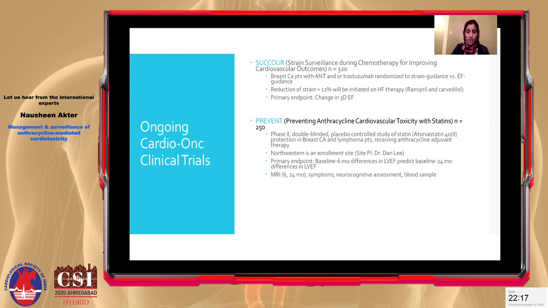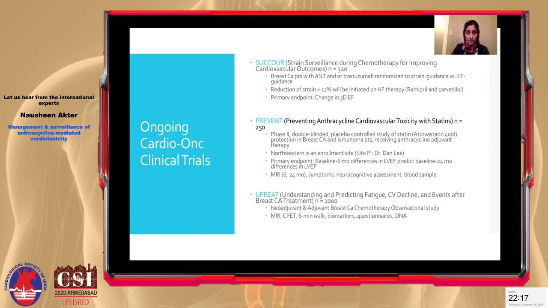Their primary endpoint was baseline to 6-month differences in LVEF that predicted baseline to 24-month differences in LVEF. This was an MRI study. And currently enrolling is the UPBEAT study, which is the largest multi-center study of its kind. It hopes to enroll 1,000 patients who are receiving anthracycline treatment.